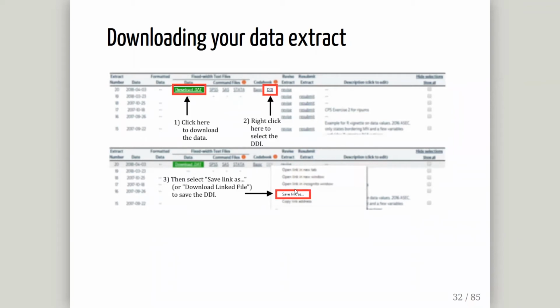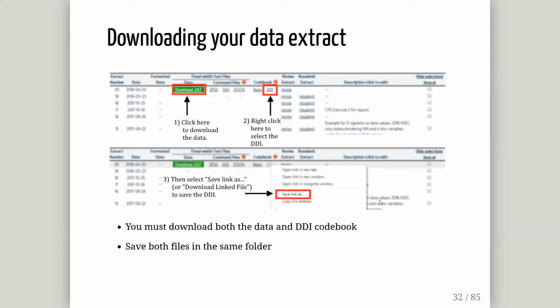And you just want to make sure when you save that file that it's a .xml file, because especially on Safari, that can be confusing. If you download an HTML file, then this won't work. So that's the first key thing: remember to download both the data and the DDI codebook file. And it's easiest if you save both of these files in the same folder. In case you're wondering, DDI stands for Data Documentation Initiative. It's an international standard for documenting data sets that IPUMS follows in a lot of its codebooks. So we might refer to the codebook or the DDI kind of interchangeably.